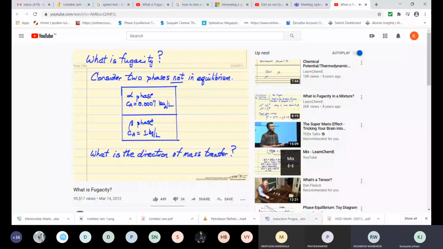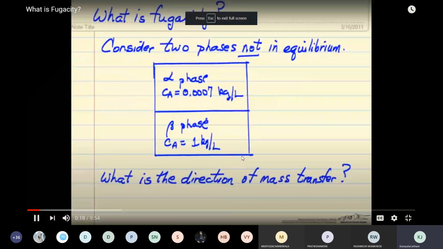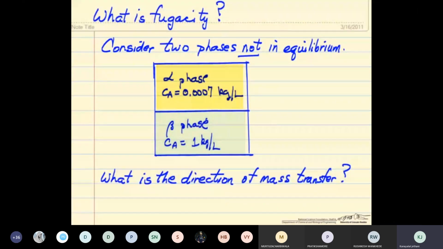In this video, we will try to describe the idea of fugacity, why it's important, where it comes from, why we're interested in it. And we'll start out by looking at two phases, an alpha phase and a beta phase. We won't specify any more about the phases right now. But what we're showing is the concentration of component A in each of the phases.